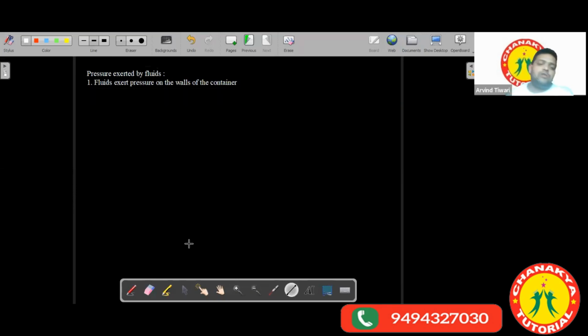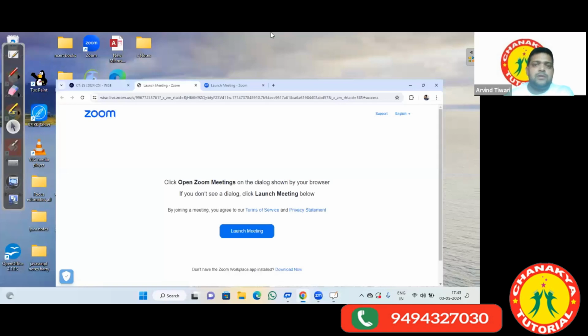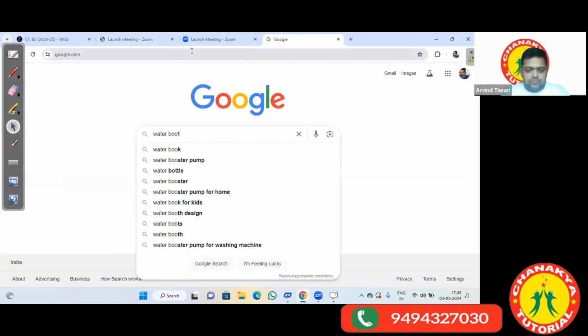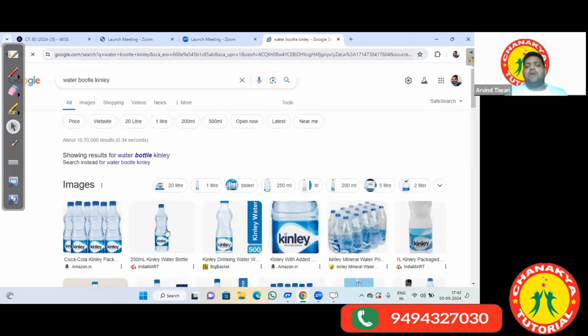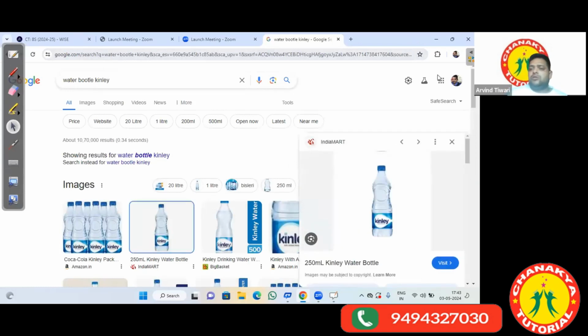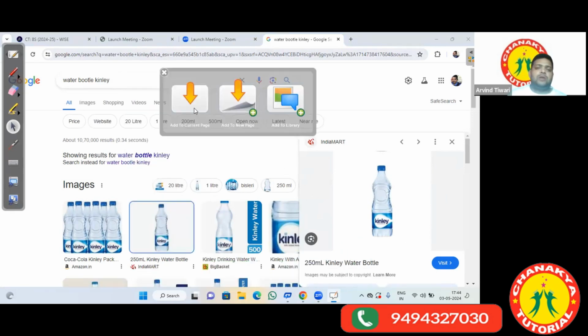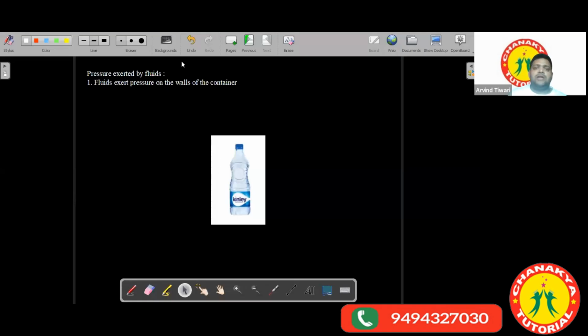For example, suppose you take a water bottle. So here, if I take a real water bottle, and we find out here that the water bottle has water inside. So the water which is filled inside, it exerts pressure on the walls of the container. Everywhere on the walls of the container, it exerts pressure. That means it tries to come out of it. So here you have the water, and the water tries to come out through the walls of the container. Hence, it pushes the walls of the container.